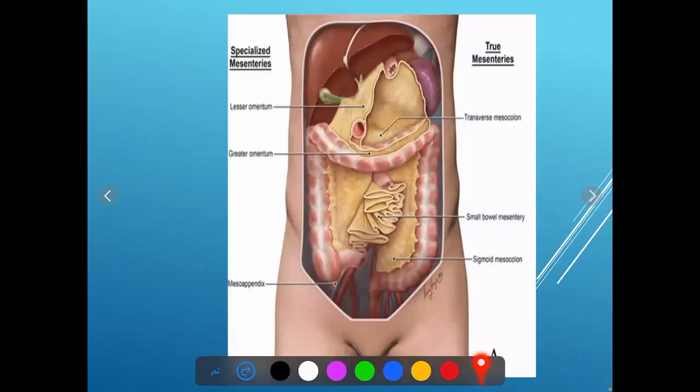This image shows us the peritoneal attachment. This is the lesser omentum between the stomach and the liver, and this is the greater omentum between the transverse colon and the stomach. The transverse colon, as we said, has its own mesentery known as transverse mesocolon. The sigmoid colon also has its own mesentery known as sigmoid mesocolon. And this is the mesoappendix. We also see here small bowel mesentery.